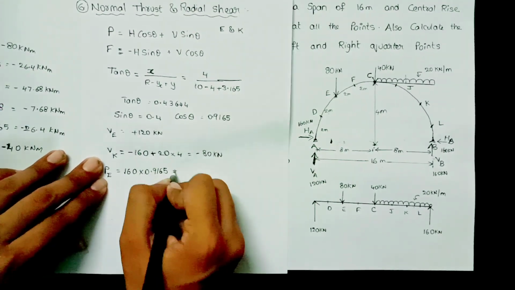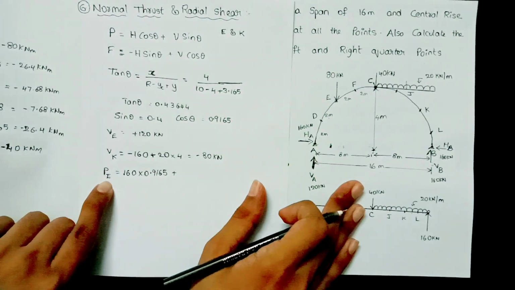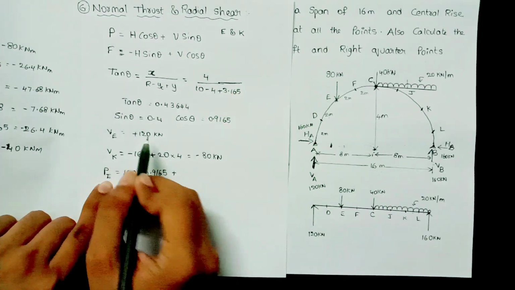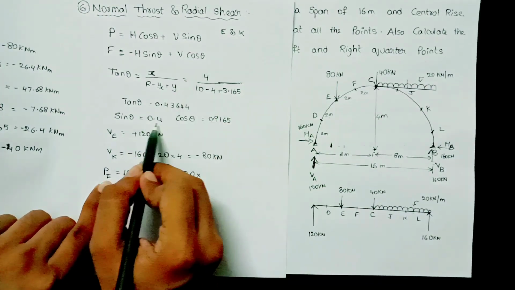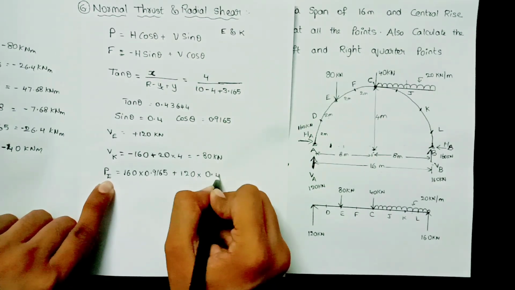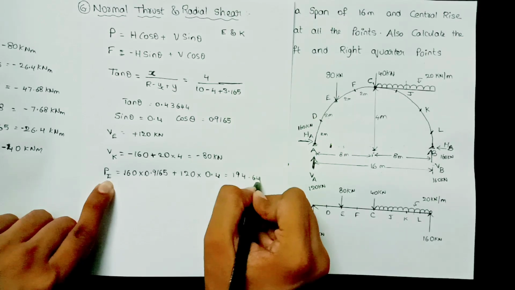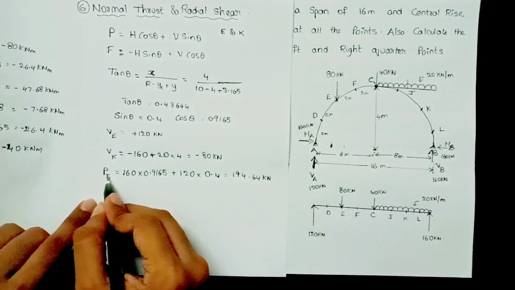cos theta is 0.9165 plus V sin theta. That means we are calculating at point E, so this will be VE, shear force at E. That one we have calculated, 120 kilonewton into sin theta is 0.4. So now the final answer is 194.64 kilonewton. So this is the normal thrust at point E.